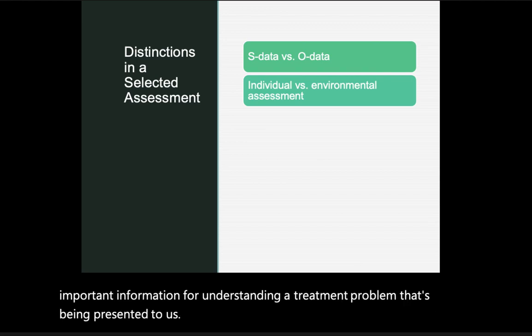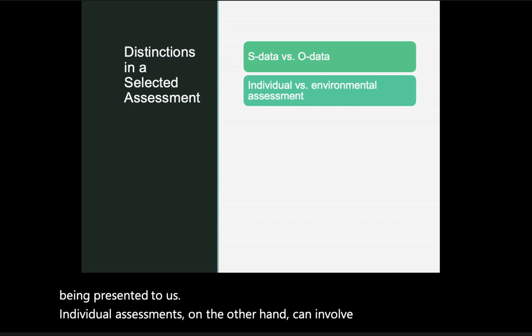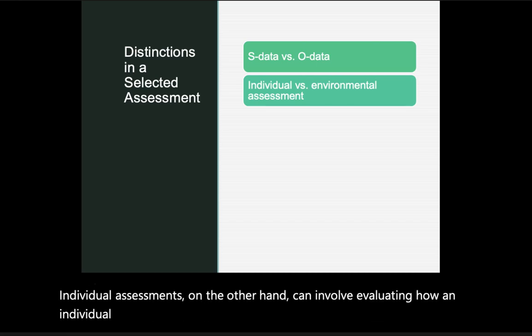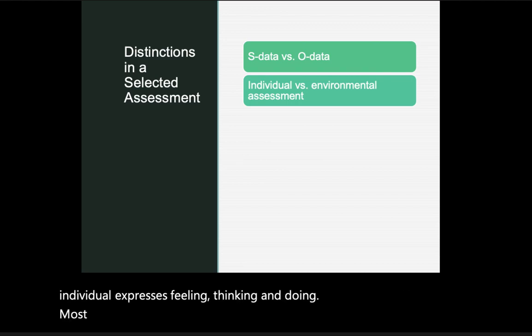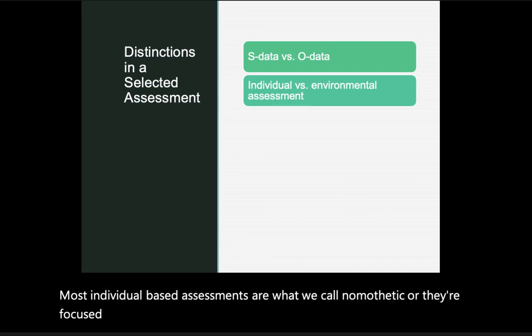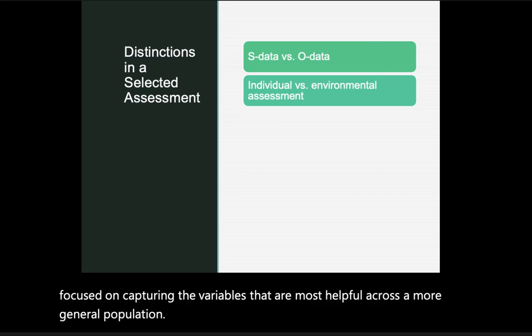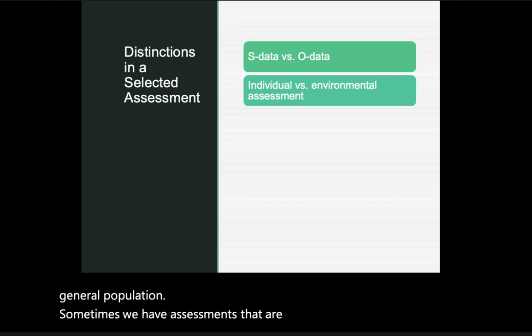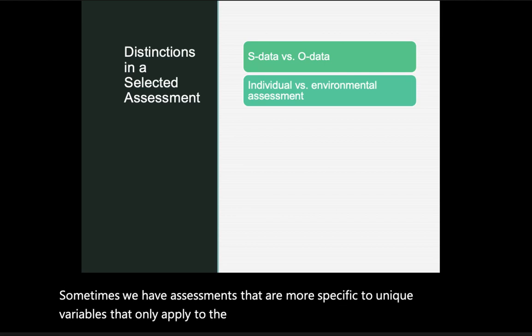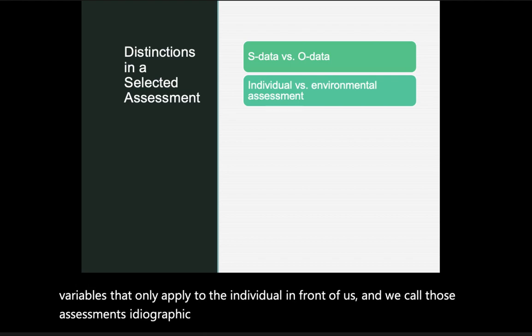Individual assessments, on the other hand, can involve evaluating how an individual expresses feeling, thinking, and doing. Most individual-based assessments are what we call nomothetic, or they're focused on capturing the variables that are most helpful across a more general population. Sometimes we have assessments that are more specific to unique variables that only apply to the individual in front of us, and we call those assessments idiographic assessments.